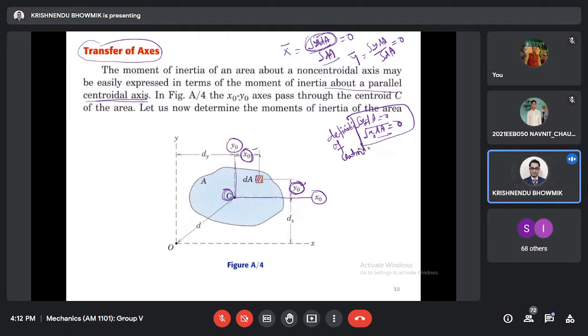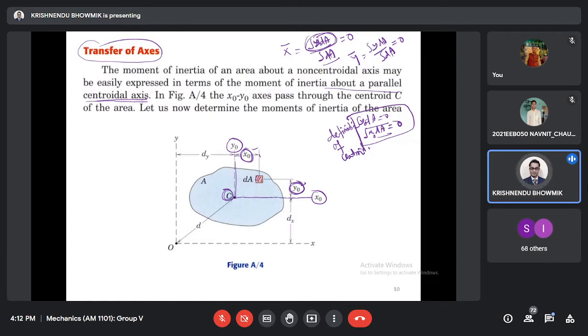Okay. Now initially we have point C and axes x0, y0. We are considering some element dA, an elemental area dA, and the distances are x0, y0. That is the coordinate of the dA.